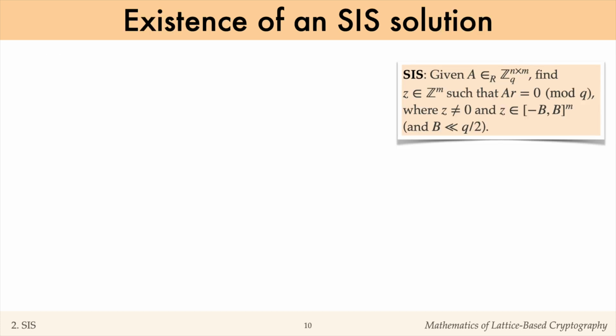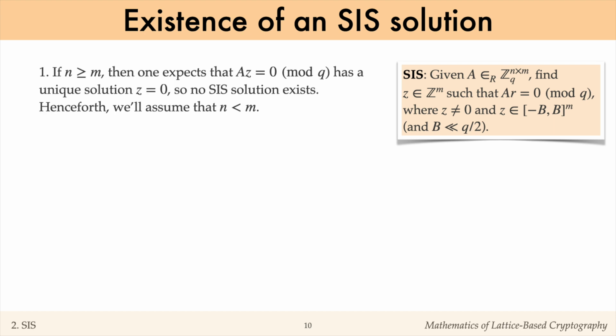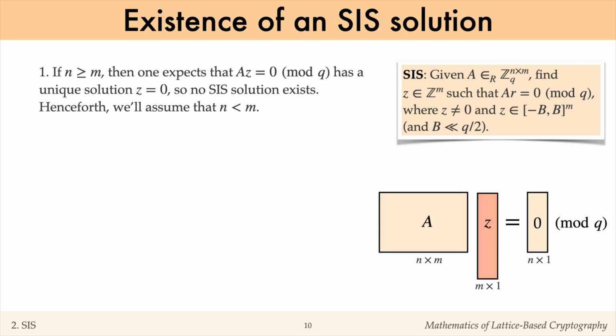I'll next make some notes about the existence of an SIS solution. If the matrix A has at least as many rows as columns, i.e. n is at least equal to m, then one expects that A has rank m over the integers modulo q. The null space of such a matrix would have dimension 0, so the only solution to Az = 0 modulo q is z = 0. Thus, no SIS solution exists. We will henceforth assume that n is less than m. In other words, the matrix A has more columns than rows.